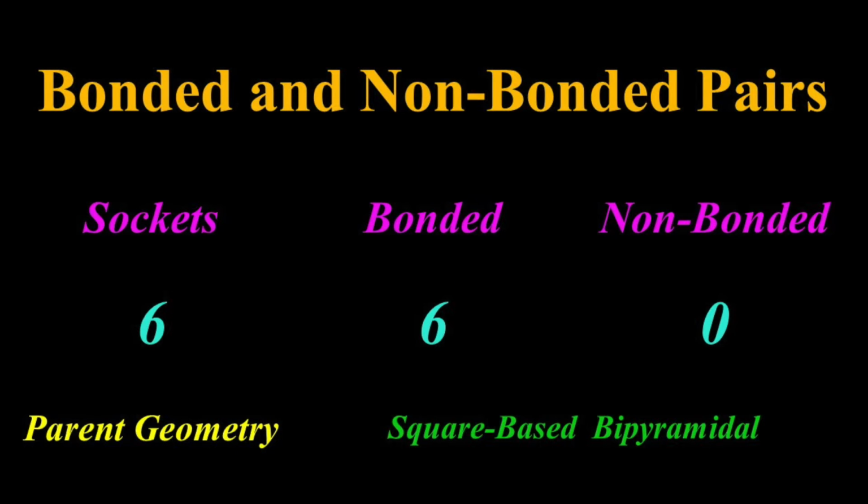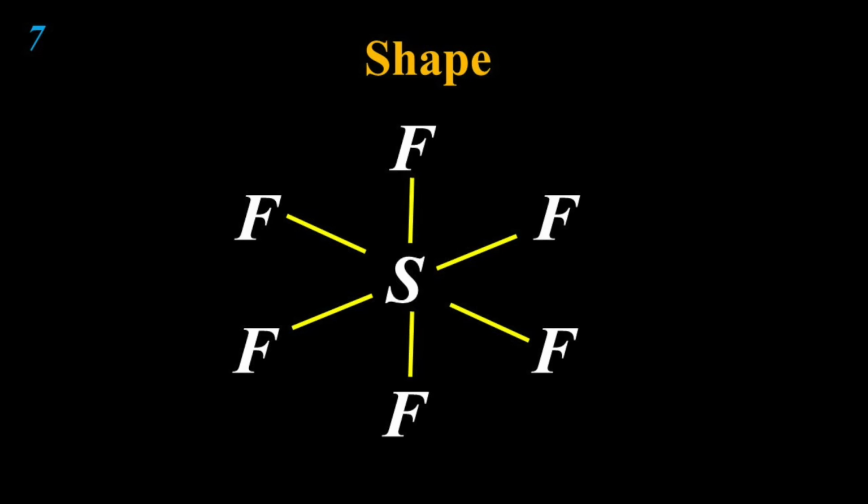The parent geometry is going to be square-based bipyramidal, and that's going to be the shape. It's going to be square-based bipyramidal.